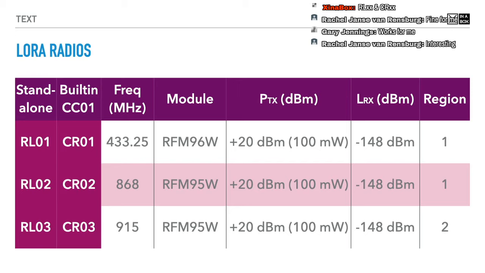So in the calculation we do at the end of this talk, you can either use the 20 dBm or the 100 milliwatts. I suggest we just stick to the 20 dBm, and we remember the minus 148 dBm.